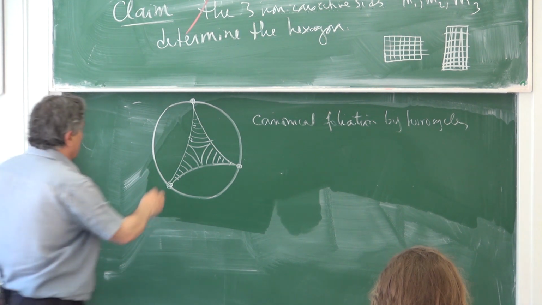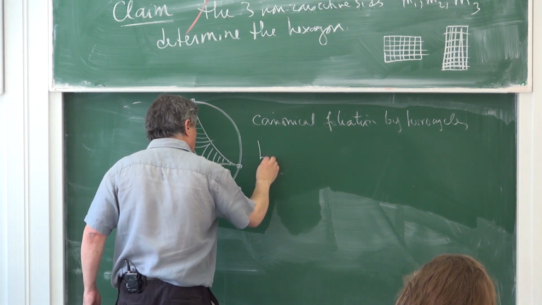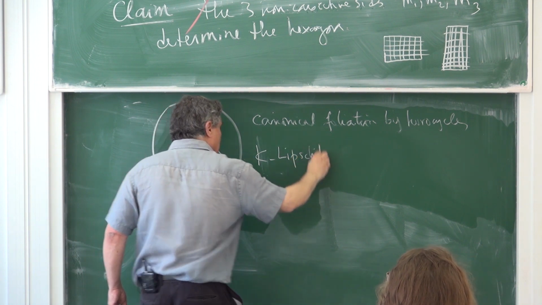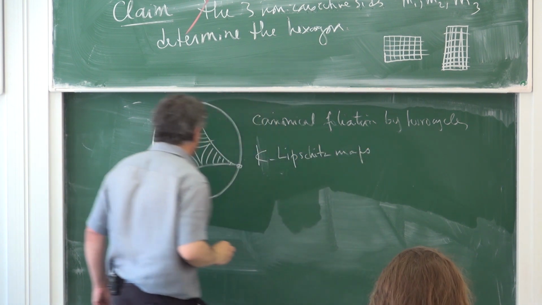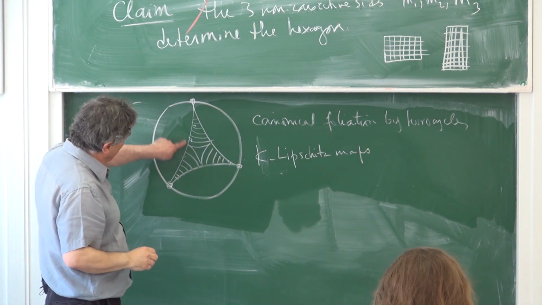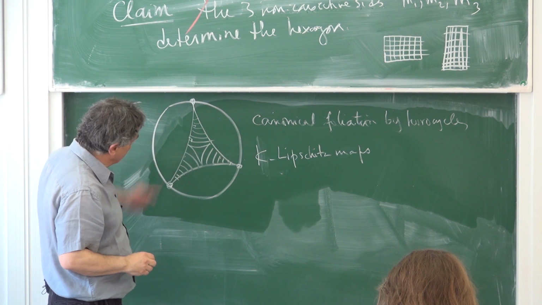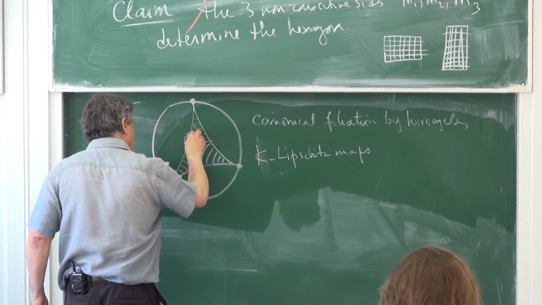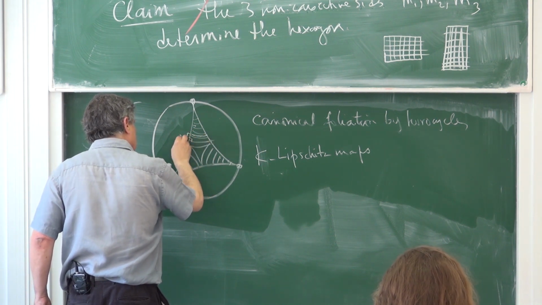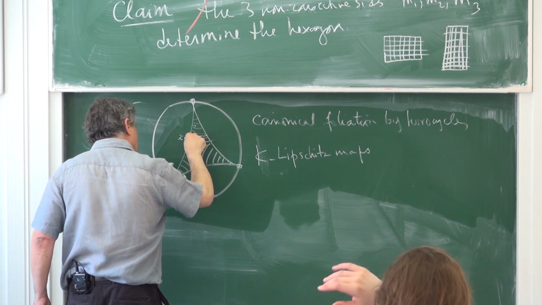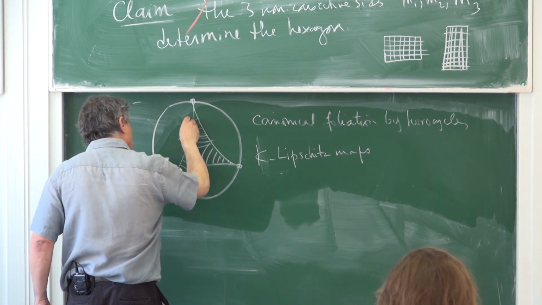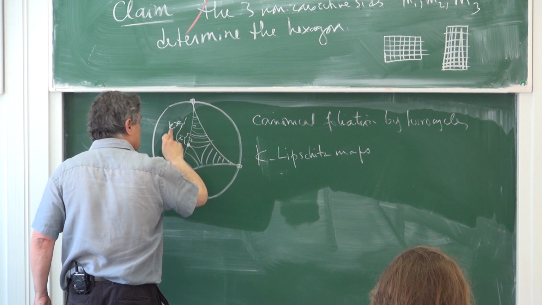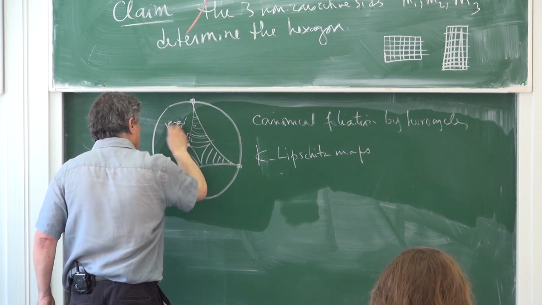And then I recall to you that we have these K-Lipschitz maps from one ideal triangle to itself, by sending a horocycle at distance x from this point to the horocycle at distance kx. Let's say that this is a big K.